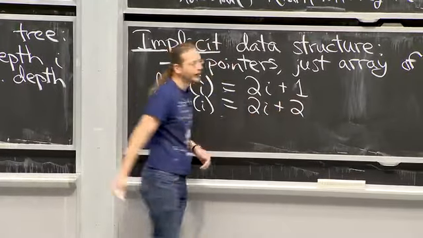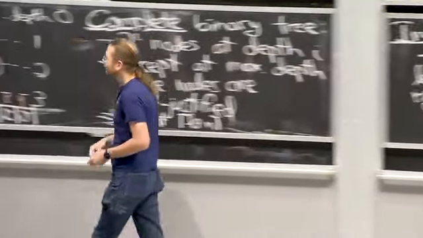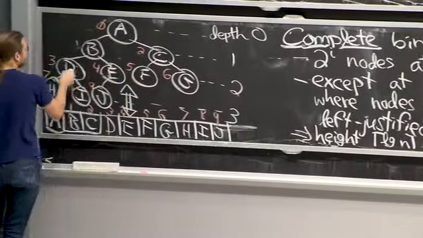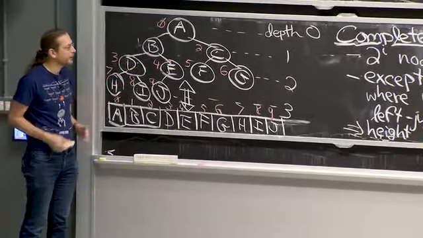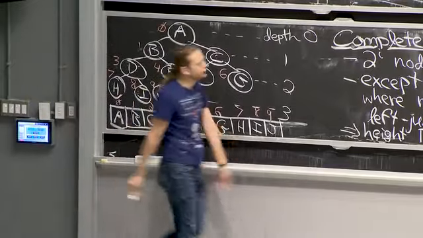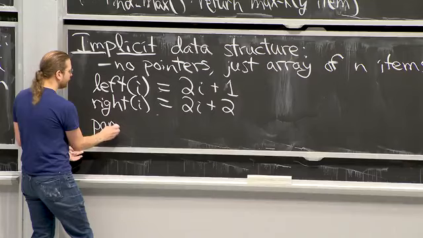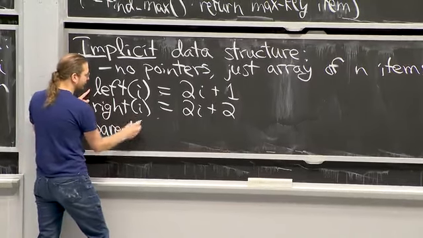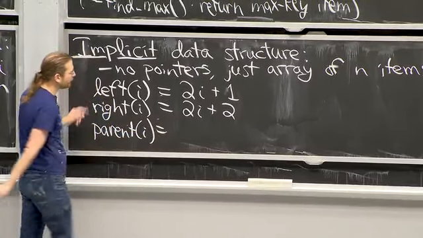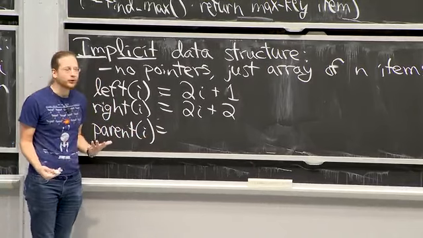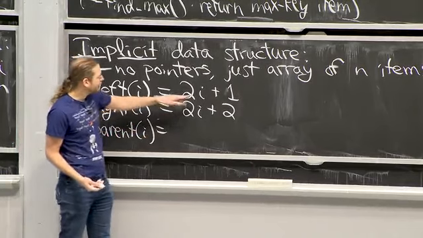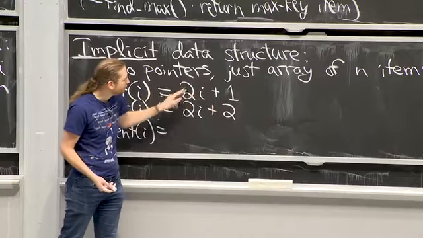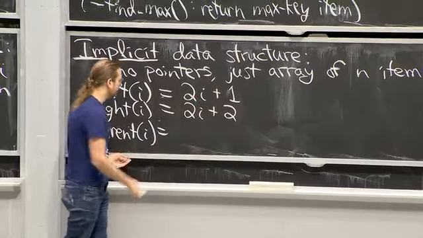One more. Because we're writing things left to right in depth order, the right child is the right sibling of the left child, so it's just one larger. Given those rules, we can also compute parent. It's just the inverse of both of these functions, where I want to get back to i given 2i plus 1 or given 2i plus 2.